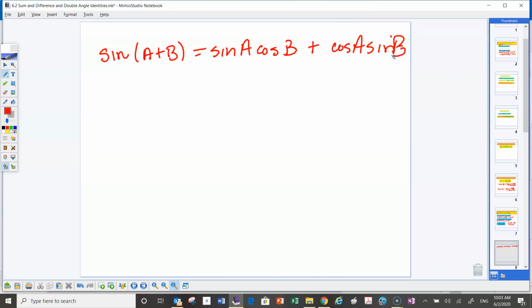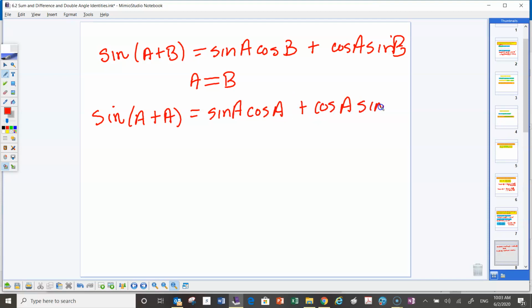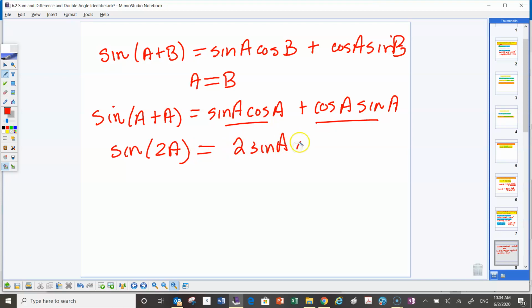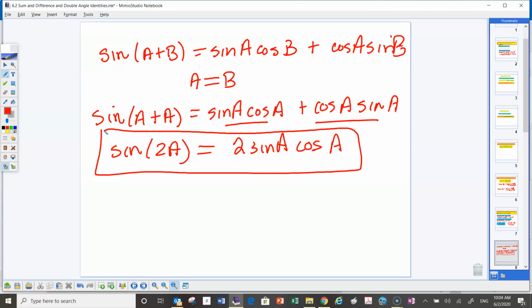Now what they're saying in this next derivation of formulas is, what if the angles A and B were the same? So let's say that A equals B. Then I'm really going to have the sine of A plus A, which would be the sine of A cos of A plus the cos of A times the sine of A. Inside my brackets here I have 2A, and these are like terms, so I would have 2 sine A cos A, and this would be the double angle identity for sine.